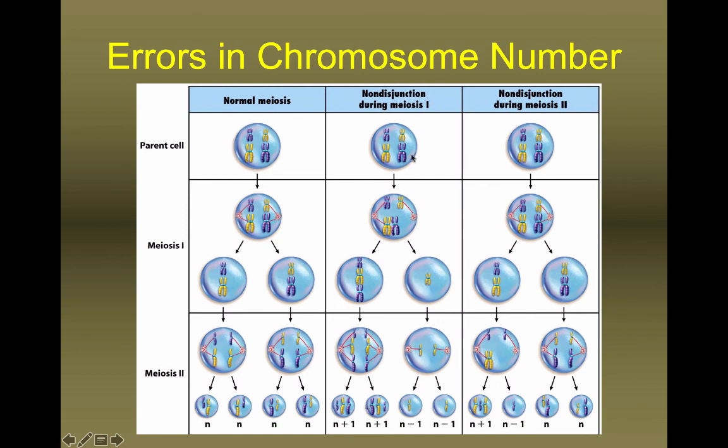Now in the second scenario, we start off the same. This diploid cell has 4 chromosomes, but look what happens in meiosis 1. These 2 homologs here line up together and they don't separate.